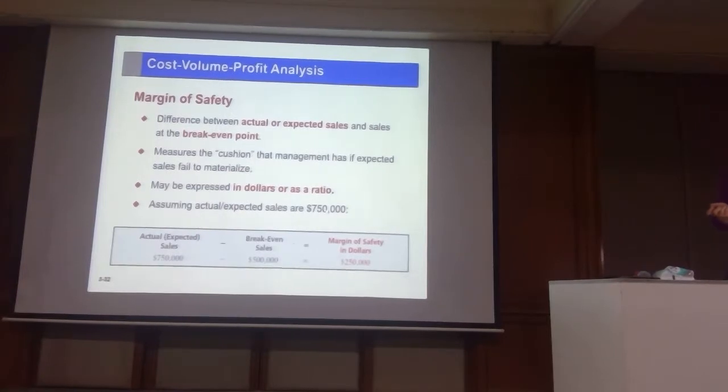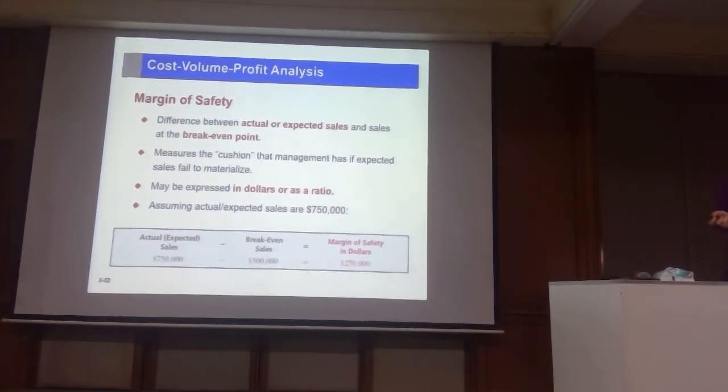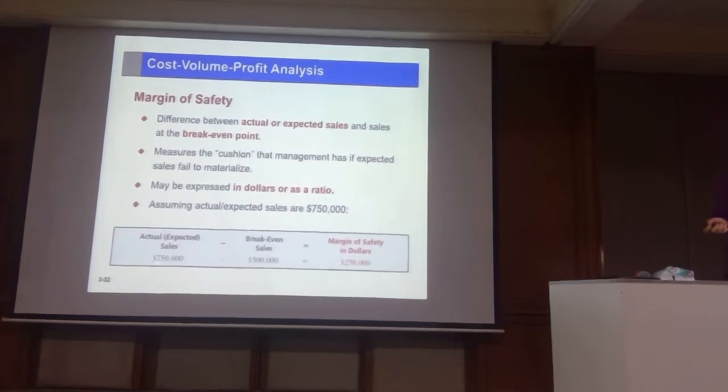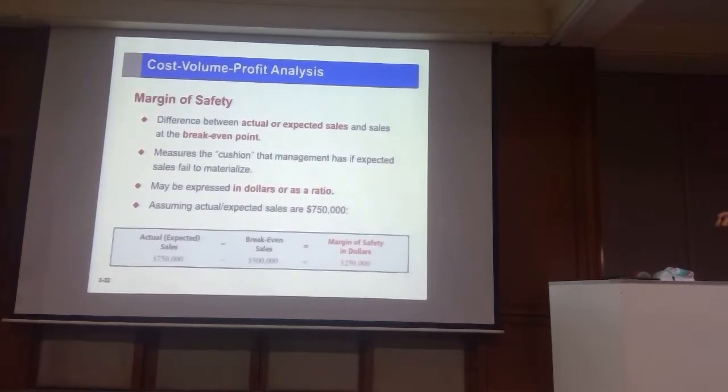Let's look at the information here. Assume that the actual sales right now equal 750,000. And from the example that we learned earlier, we know that the break-even sales equal 500,000. As you can see, we just subtract the break-even sales from the actual sales. You will have the margin of safety equal to 250,000. So it means that if your sales drop by not more than 250,000, your company will still be doing okay.